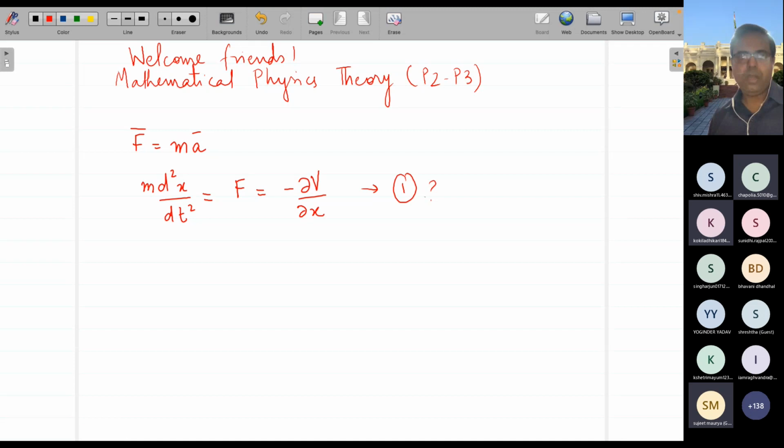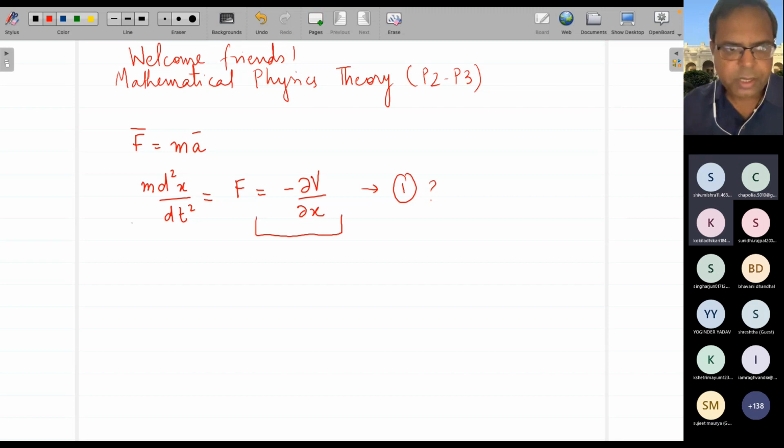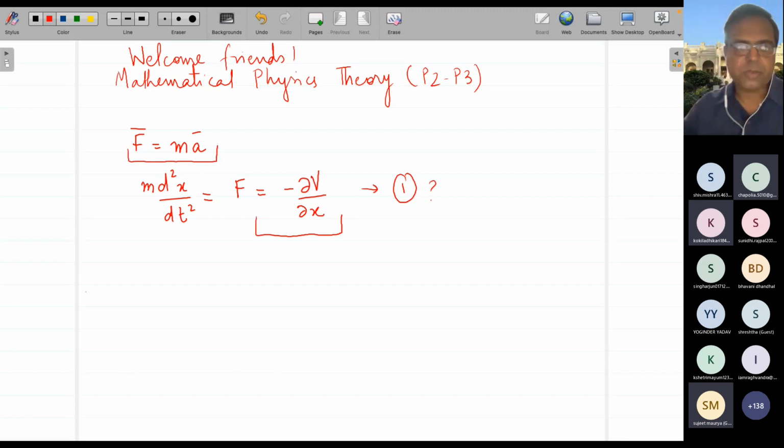What about the physical inference? It can be expressed as a gradient. Fine, but what is the physical significance of this equation? Let's not worry about whether the force is conservative or not. Let's just think: if we apply a force, then the body will be moved. When you solve this second order differential equation, what will be the solution?